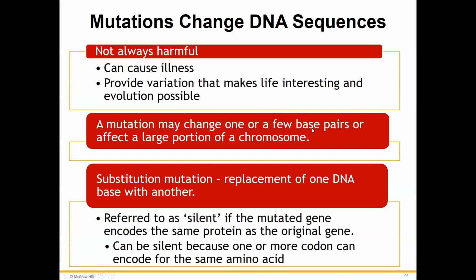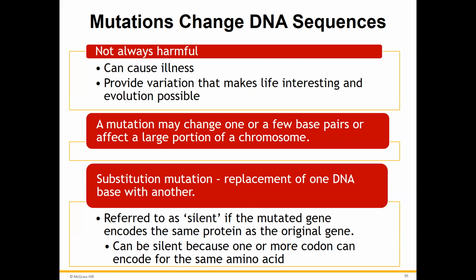It can change one or a few base pairs, or it can affect a large portion of the chromosome. The fewer nucleotides that are involved, probably the less impactful the mutation can be. When a large portion of a chromosome has been changed, well, you can imagine that the mutation is going to be significant. So the very first mutation that they bring to your attention is called a substitution mutation.